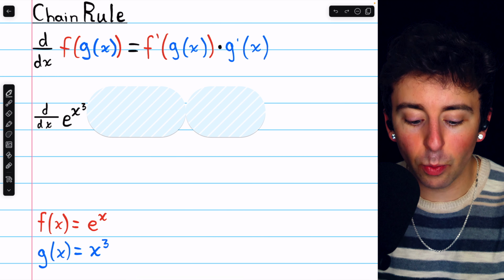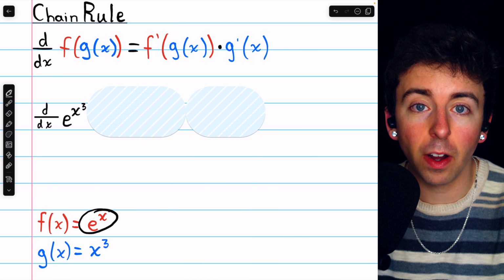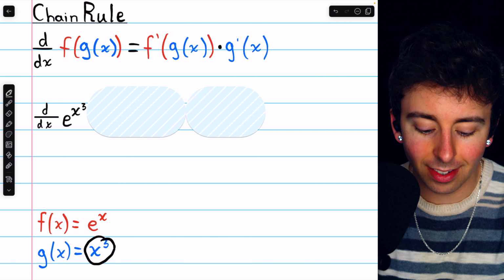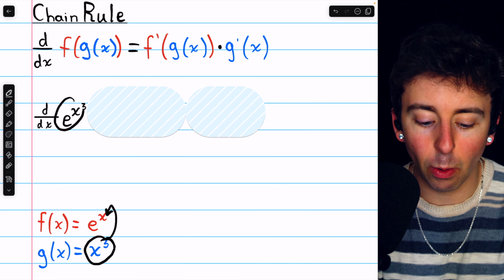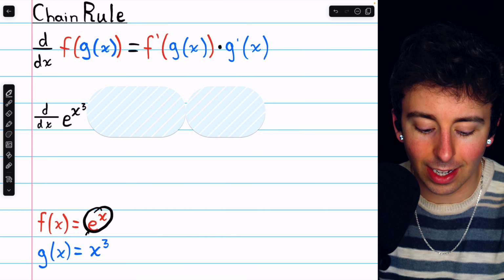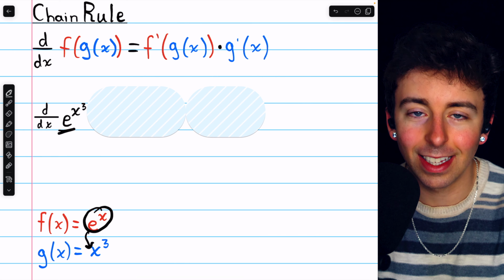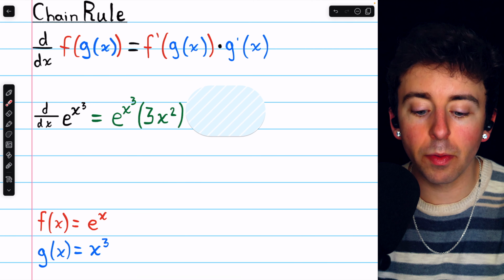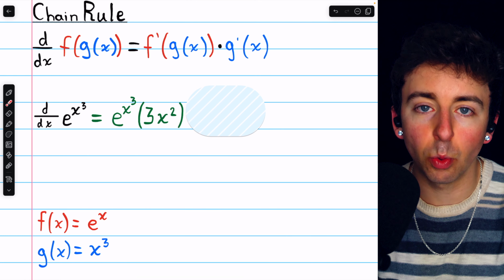Let's go ahead and apply the chain rule to take the derivative. And real quick, how we know that e to the x is the outside function is that we can plug this in here to get our function, e to the x cubed. If we do it the other way, plugging this into this, you're not going to get e to the x cubed.